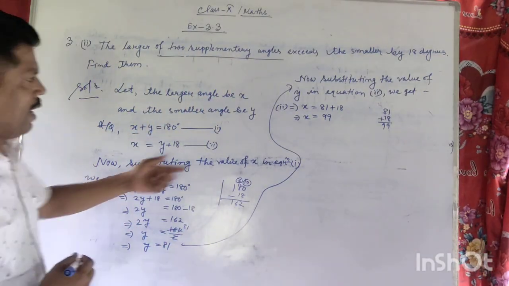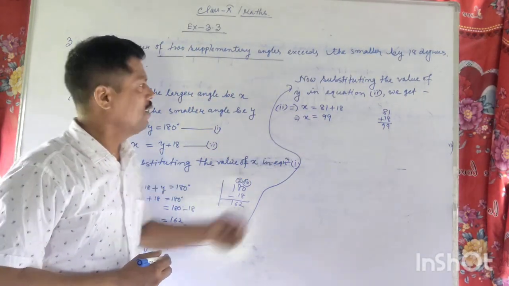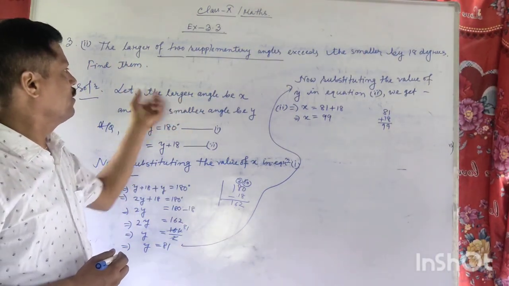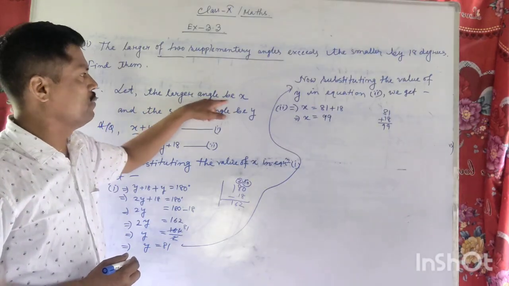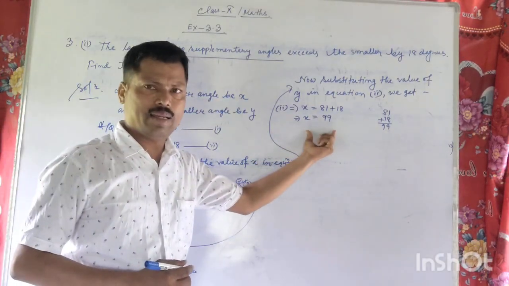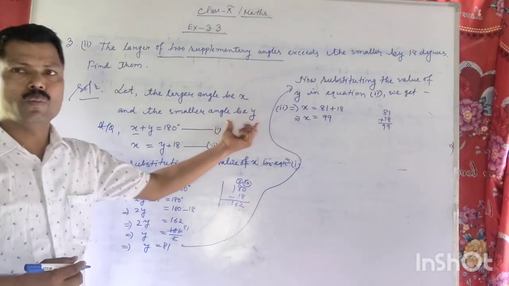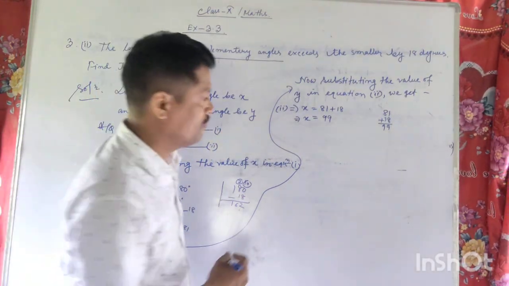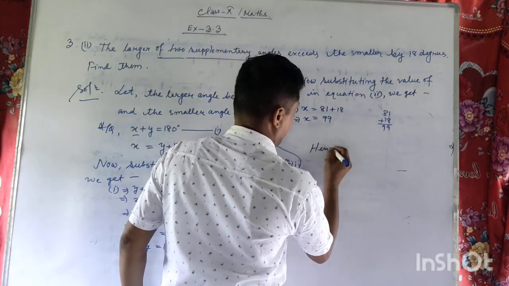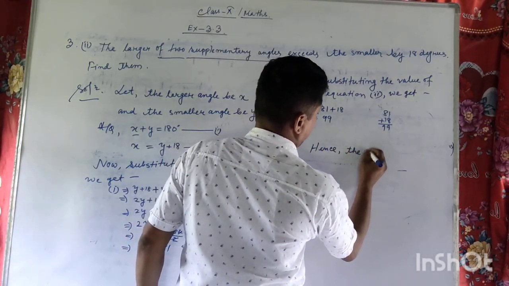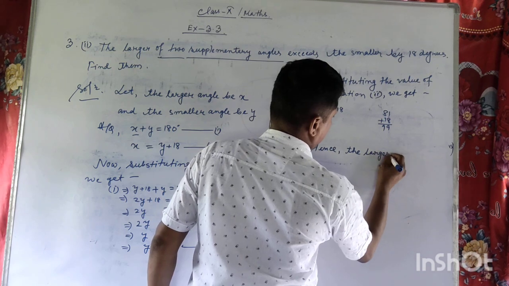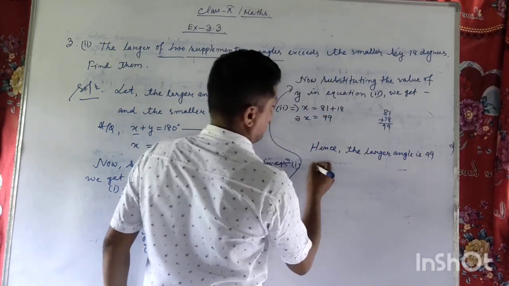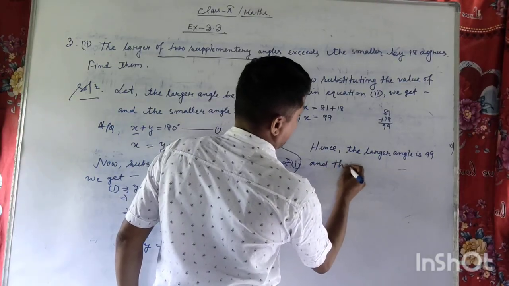Yes, hence the larger angle is 99 and smaller angle is 81. So we have put here like we have said already the larger angle be x, then larger angle will be 99 and smaller angle be y. So smaller angle is 81. So we can write like this. Hence the larger angle is 99 and the smaller angle is 81.